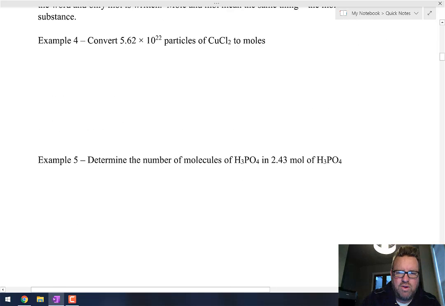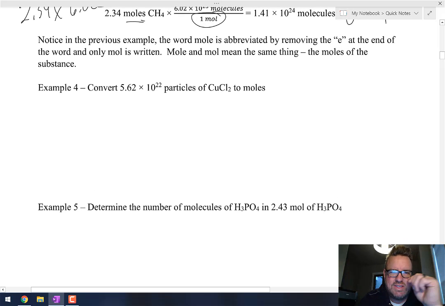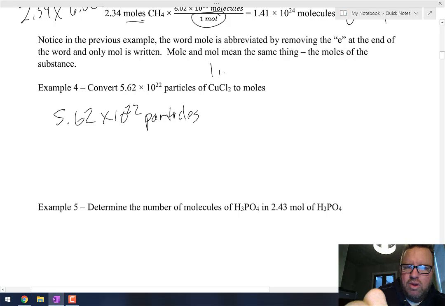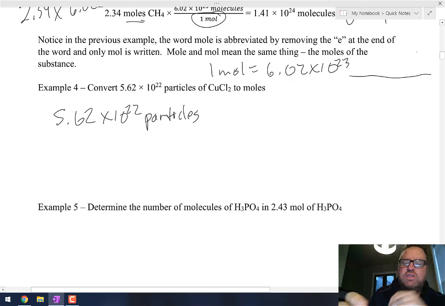Okay, let me do a couple of examples for you, and then we will be done with this lesson. So we've got 5.62 times 10 to the 22nd. In this case, it's particles. And remember, 1 mole equals 6.02 times 10 to the 23rd, whatever. So what's my whatever in this case? Well, they've given me particles. And it doesn't matter if it's CuCl2. I can put that in there.